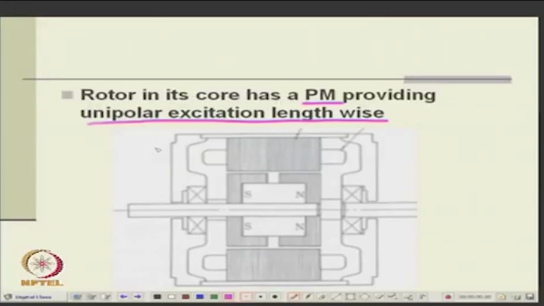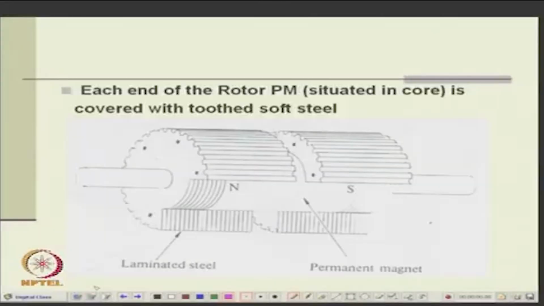Now, this is also axial, you can produce the flux in whichever direction, you see these are the north pole, this is the south pole. So, the flux levels can be changed, that means unipolar. Okay. So, each end of the rotor situated on the core is covered with toothed soft steel.